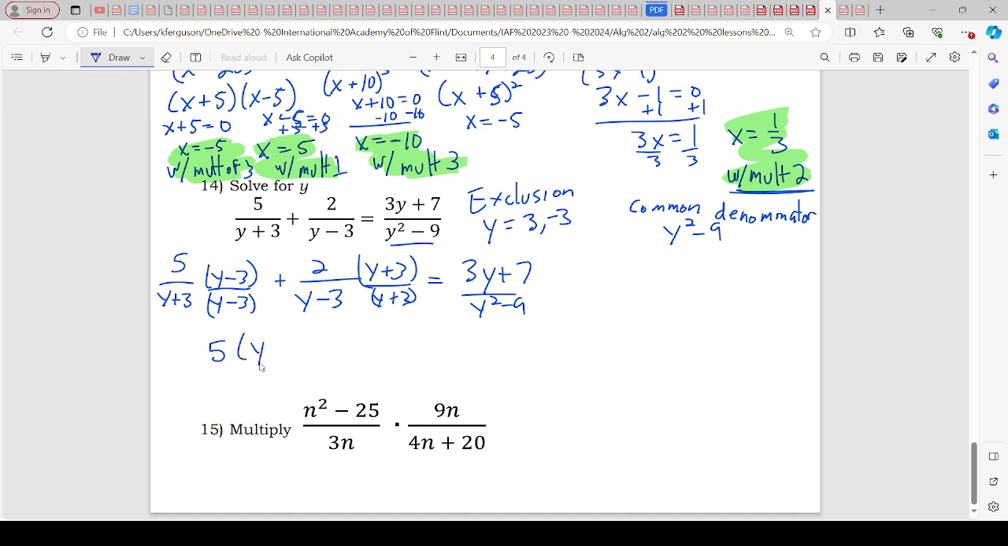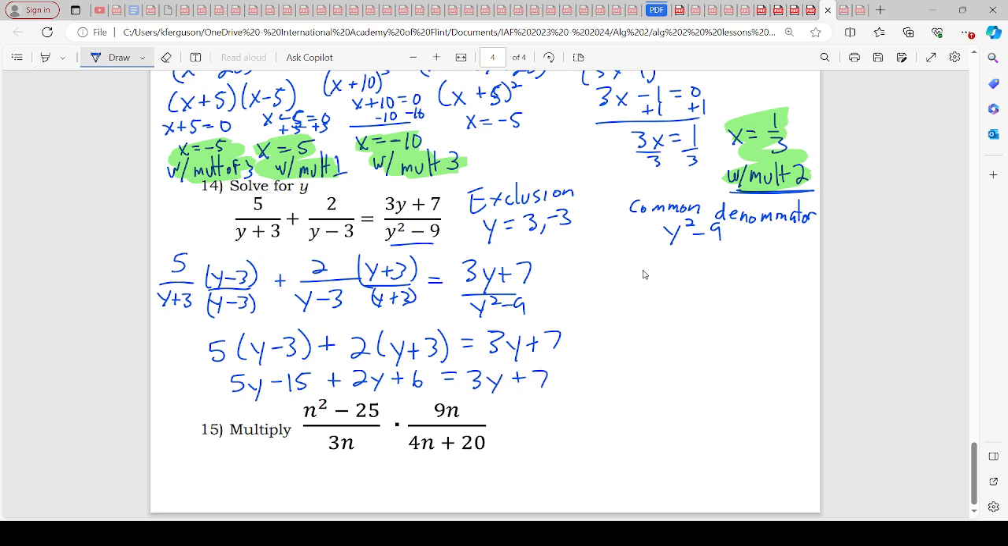Okay. So if I do all that and forget about the denominators for a minute, I'm going to have 5 times y minus 3 plus 2 times y plus 3 equals 3y plus 7. No problem. Okay, so next thing I need to do is distribute. So I got 5y minus 15 plus 2y plus 6 equals 3y plus 7.